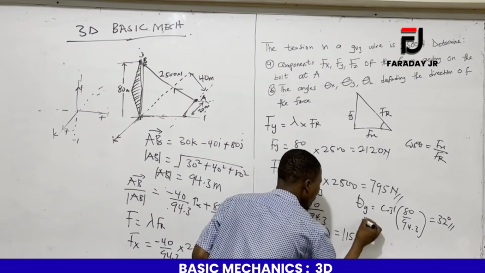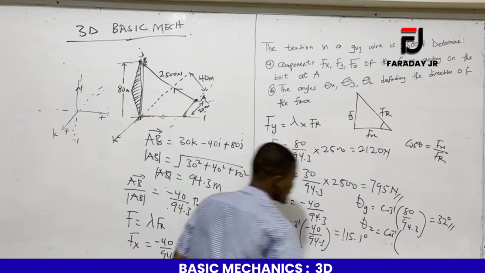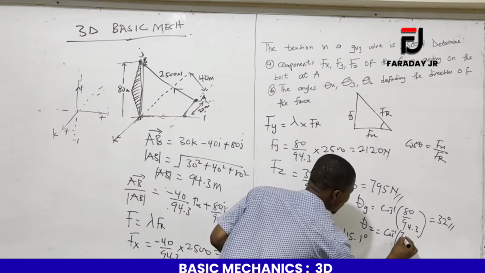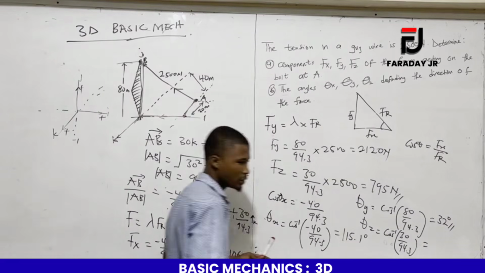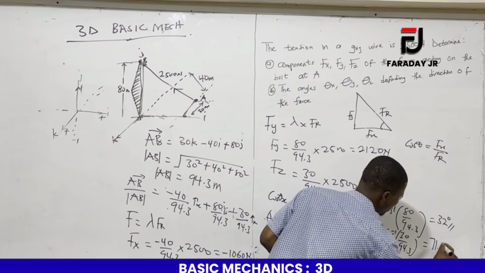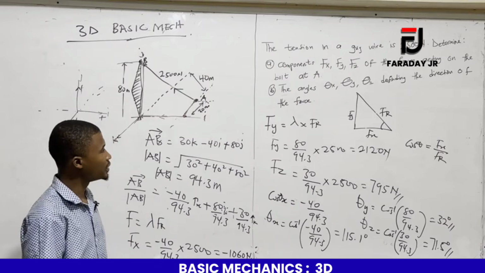Now let's look at theta z. That means we should go to the z plane, and we have 30 over 94.3. That will give us 71.5 degrees. Thank you very much. And that is all for the 3D.